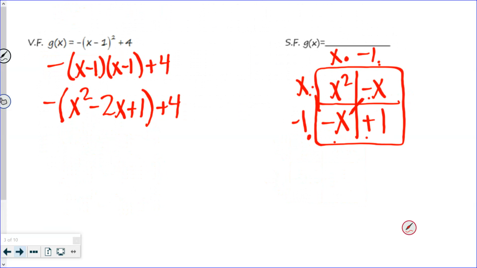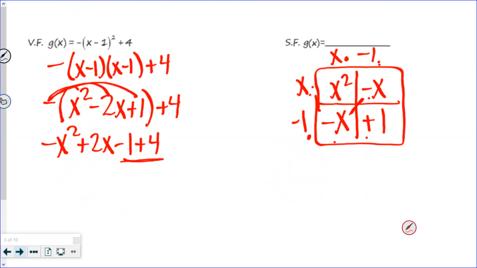All right, our next step is to distribute this negative sign, so negative x squared. Then negative 2x, remember 2 negatives makes it a positive. And then negative times 1 is negative 1, plus 4. And then our final step, hopefully you can see you've got 2 like terms here that you're going to add together. So it's going to end up being minus x squared plus your 2x. And then combining our like terms, negative 1 plus 4, it's the same thing as 4 minus 1, which is plus 3.